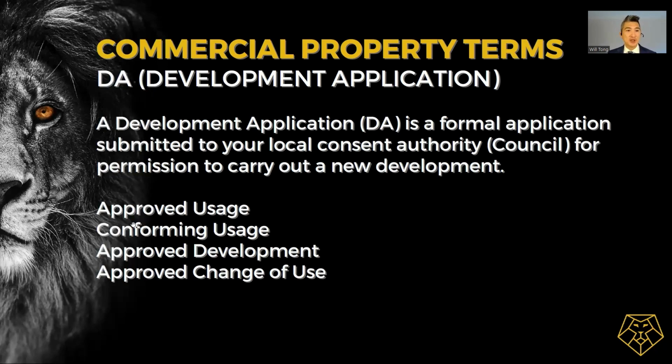Okay, so it's approved usage, conforming usage, which means let's say there was a dental practice in place, but they moved out recently. Because it already has a conforming use, you can just move in straight away if you want to use it as a dental practice. You've also got approved developments, which is literally doing some sort of building works, renovations, extensions, or building something from scratch, or perhaps an approved change of use. As in the example I've just used, you want to change from what was before, let's say a newsagency, to a dental practice, which is a change of use. All of that will require a DA.